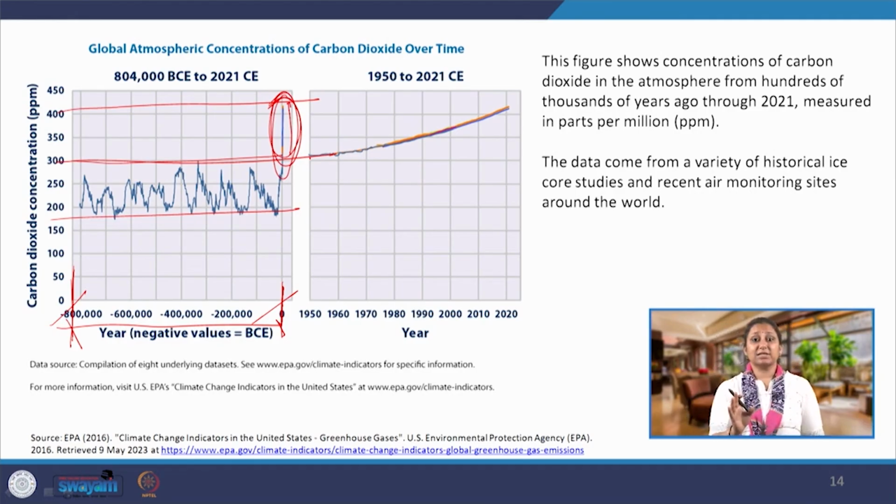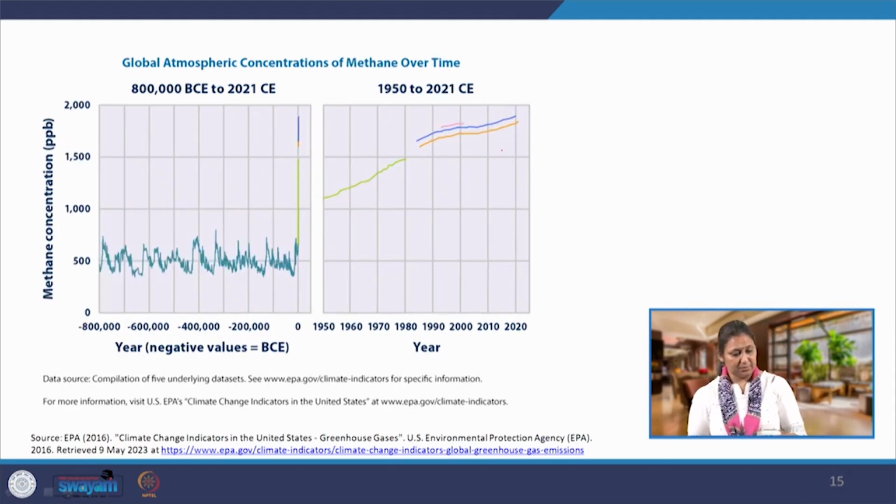And that clearly tells us that we need to reduce the greenhouse gas emissions, and if we blow it up here, this is how we have moved. So, this is all after the industrial revolution, and the world is only industrializing more and more. Our dependence on energy, on machines, on gadgets is only increasing, and thereby the emissions. So, this is for carbon dioxide.